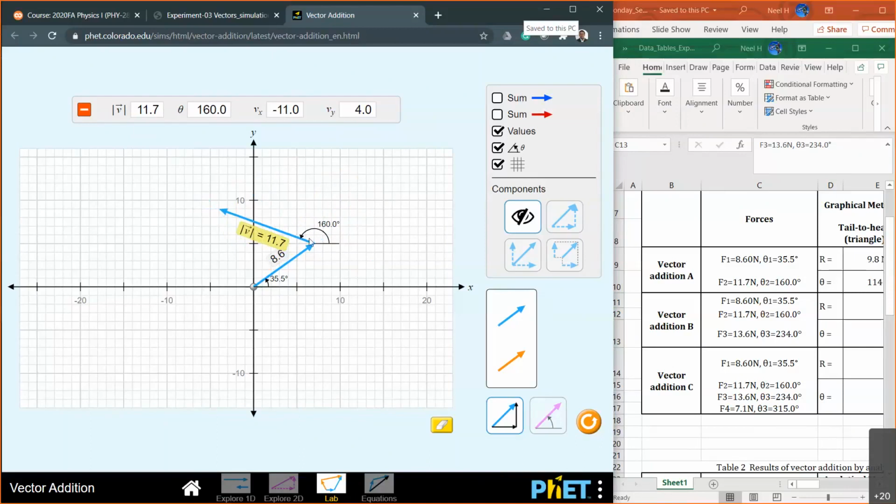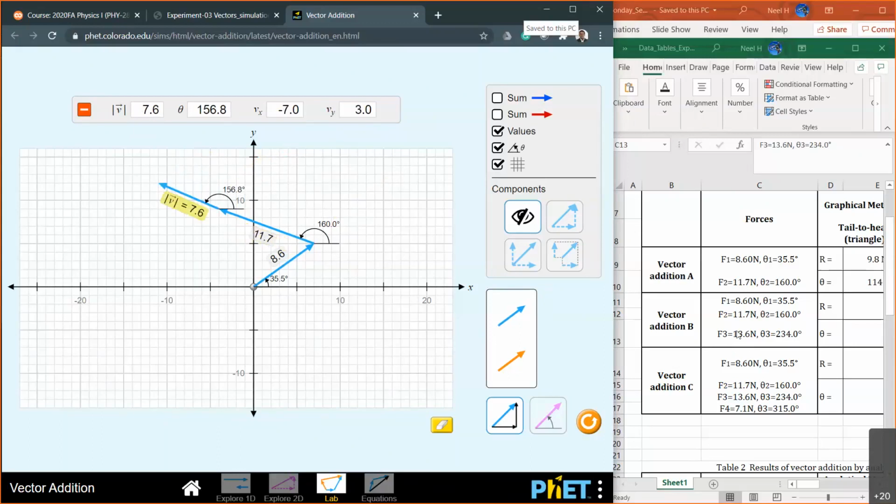Okay, 160 and 11.7. That is our second vector. If we have only two vectors, the resultant should be this space right here. But now I have a third vector, which means that should go at the end of the second vector. So let's bring the third vector to the end of the second vector. It started there, and then I have to change the direction of that vector.